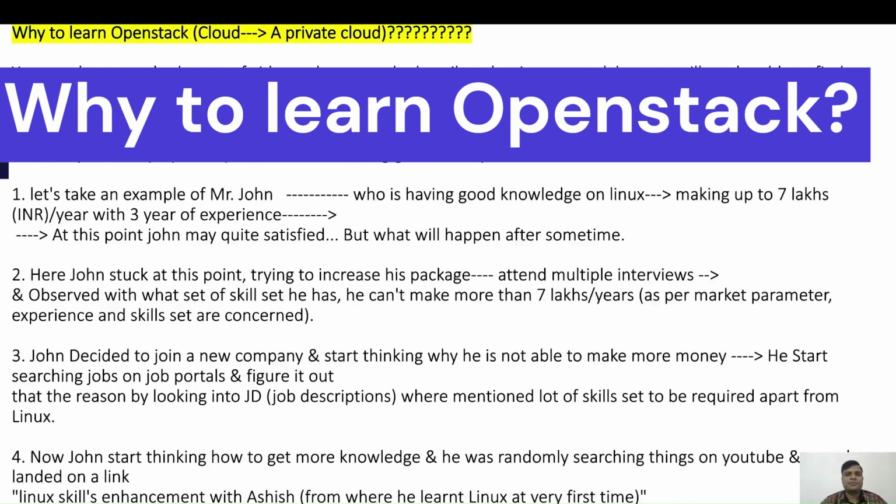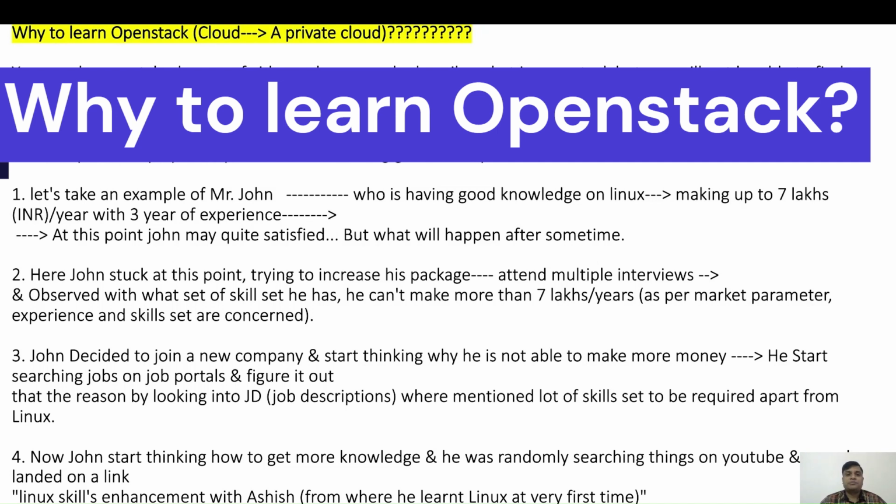Here, John is stuck at this point, trying to increase his package. He attends multiple interviews and observes that with the skill set he has, he can't make more money than 7 lakhs. Because as you know, HR will judge all the market parameters, experience, and the skill set you have, right? Now John decides to join a new company and starts thinking why he is not able to make more money.